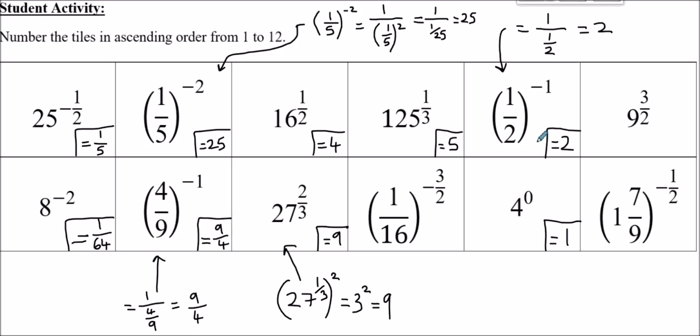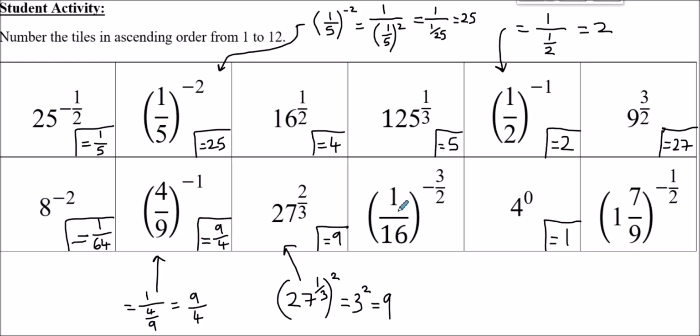So almost on all of the tops. Here, like I said, 9 to the power 3 over 2. Do the root first, the power after. So power half is square root. The square root of 9 is 3, and then we can do 3 cubed, which is 27. So that one's 27. I've left the hardest ones till last.